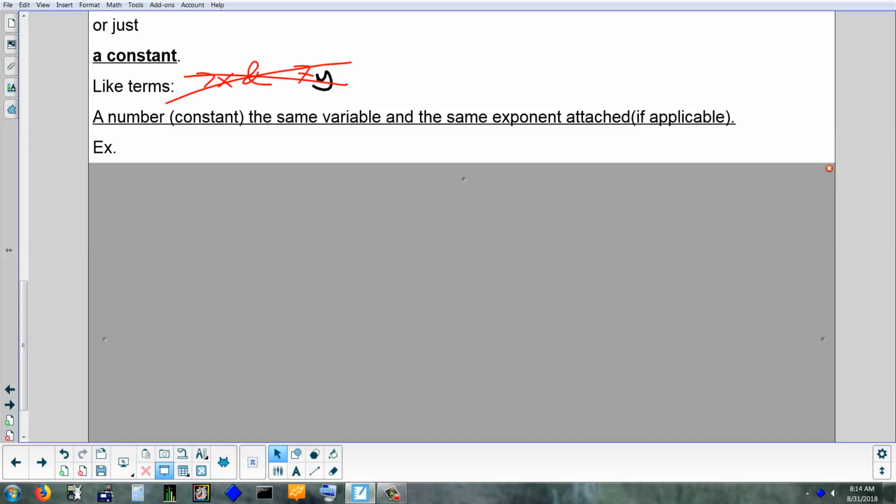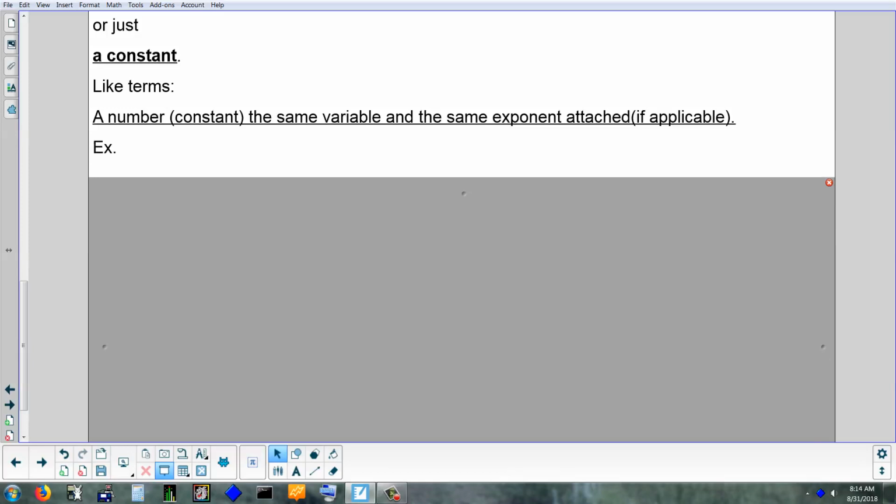All right, so I guess I have to write this in. So, like terms. Oh, we have a mistake. It's a number. Oh, I should say with. Okay, got it. A number with. So just add in, after it says a number constant, we're going to put in with. So it's a number with the same variable, and if the variable has an exponent, that has to be the same as well.